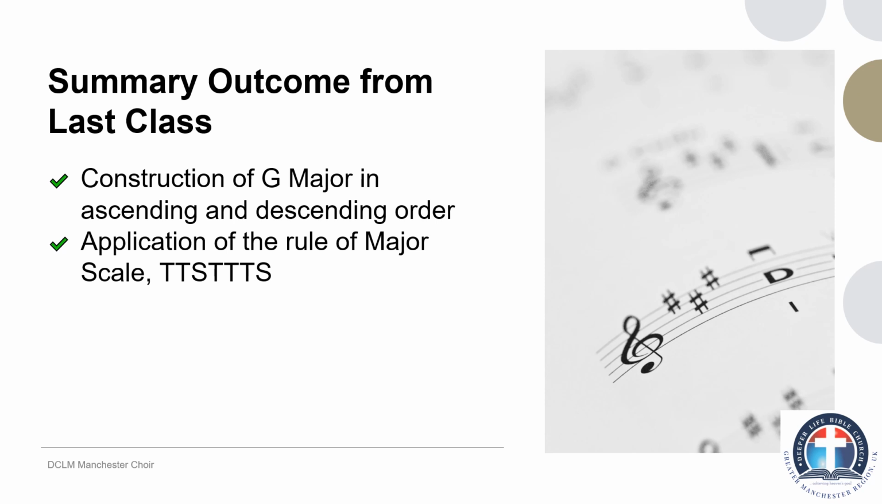And in descending order, you come down from G, F sharp, E, D, C, B, A, G. So we also apply the rule that is between each of the notes. You have to apply this rule in that order: tone, tone, semitone, tone, tone, tone, semitone. So while writing the notes out, you have to apply this order, and we'll look at it in details in this topic as well.